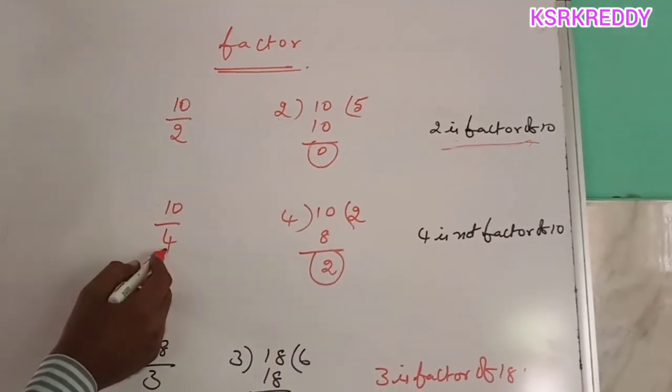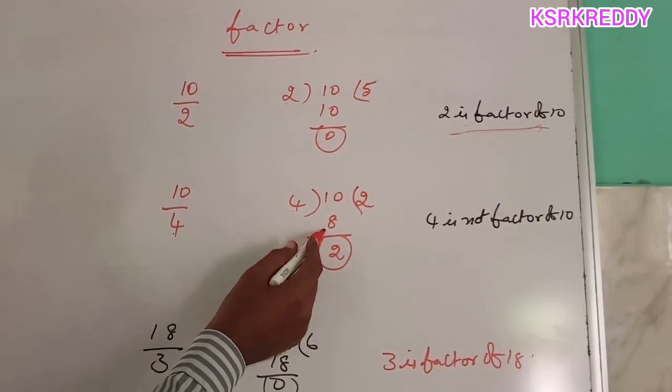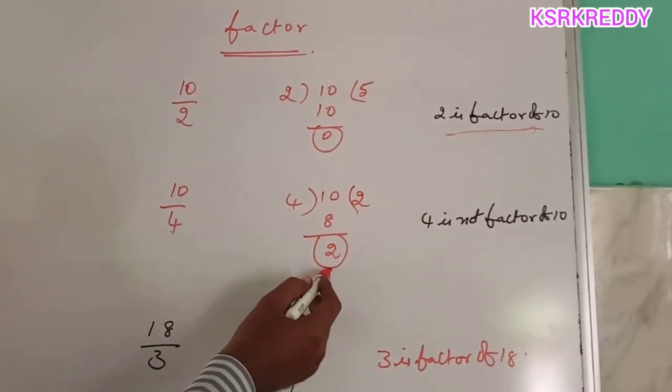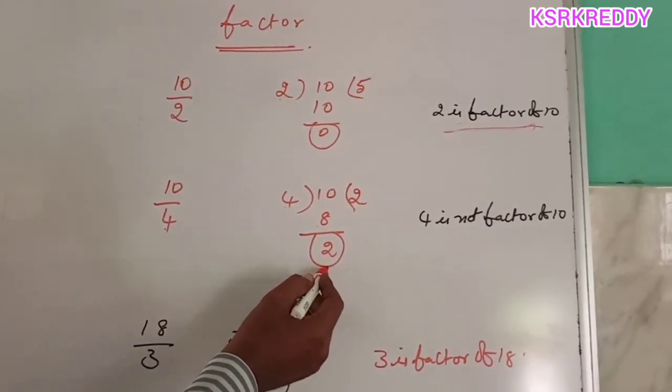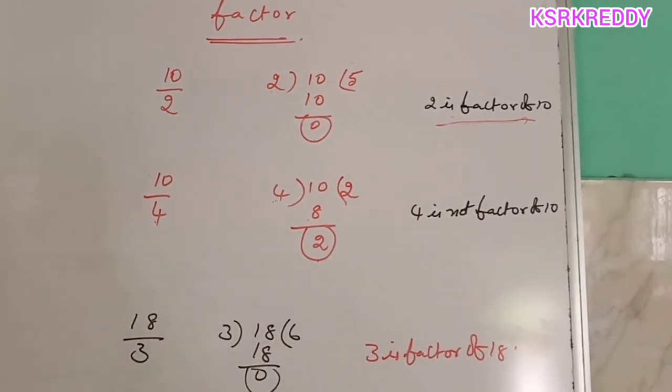Here 10 by 4. How many times does 4 go in 10? 2 times. 4 times 2 is 8. Remainder is 2, so the remainder is not equal to 0. So 4 is not a factor of 10.